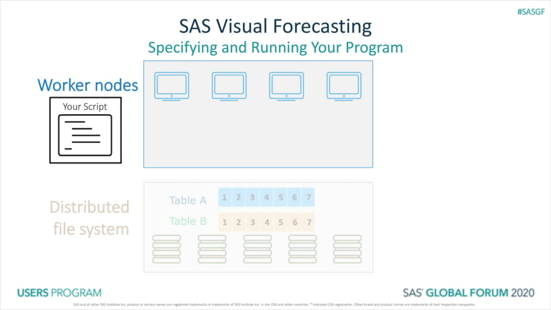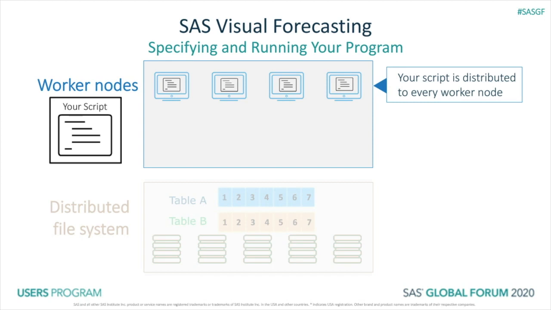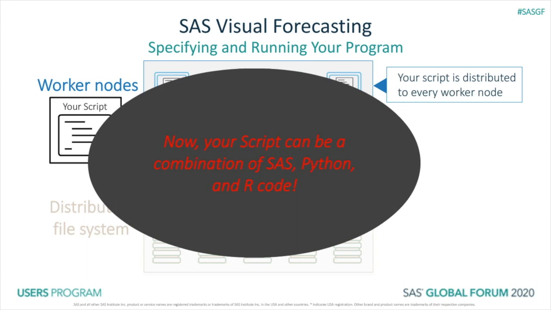As a user, what you're concerned with is that you will have some processing you want to do on these worker nodes. So you're going to write a script, either manually write the script yourself, or if you're using the visual forecasting interface, then your interactions with the interface will create that script for you. And the system will replicate the script on each of the worker nodes. You don't have to worry about any of that yourself. And the big news here is that you're not limited to just SAS anymore with your user script. You can use any combination of SAS, Python, and R code in there.